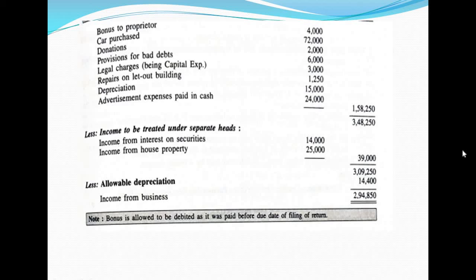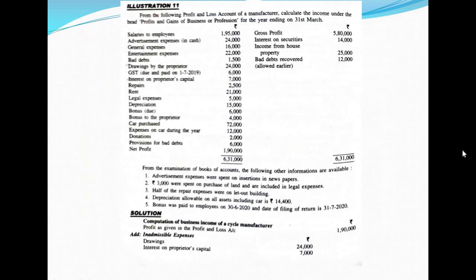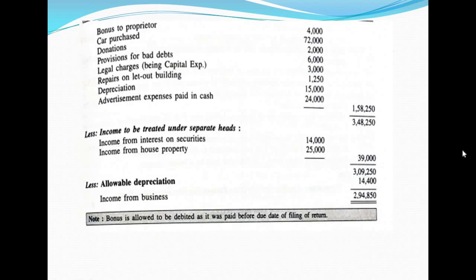Then you have to less the income to be treated separately, that is the income which is not taxable under this head. So first of all, interest on security, that's 14,000. You have the income from house property, that's 25,000. So if you less that, you'll get 3,09,250. Then you have to less the allowable depreciation or the expenses allowed but not debited. So we'll have depreciation which has been calculated as per the Act. That is from point number 4, it says depreciation allowable on all assets including car is 14,400. So this will be less from the net profit. So after deducting that one, you'll get 2,94,850.